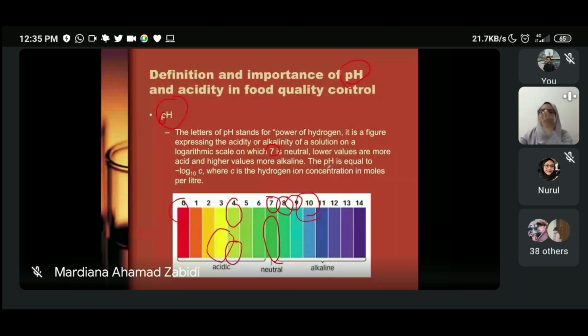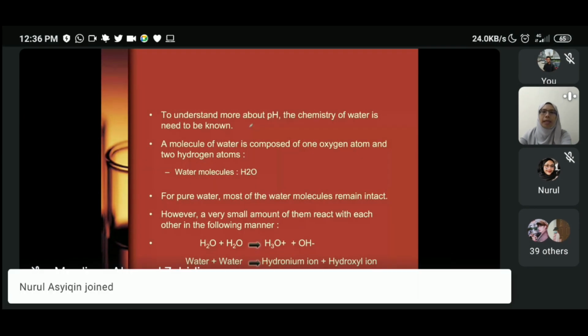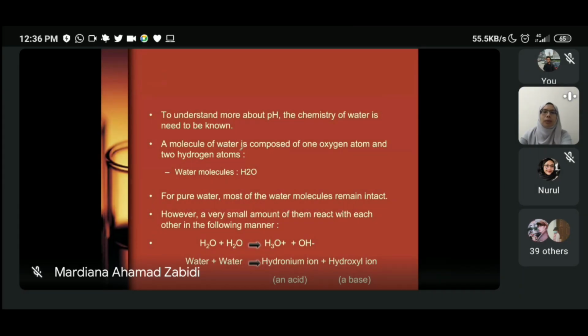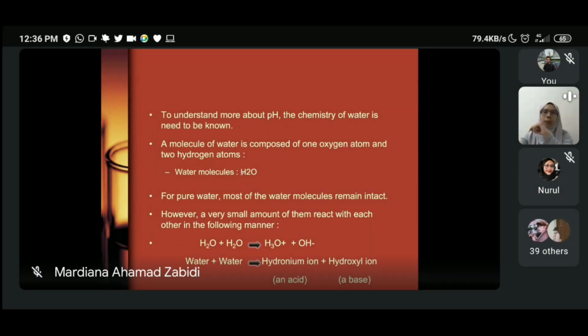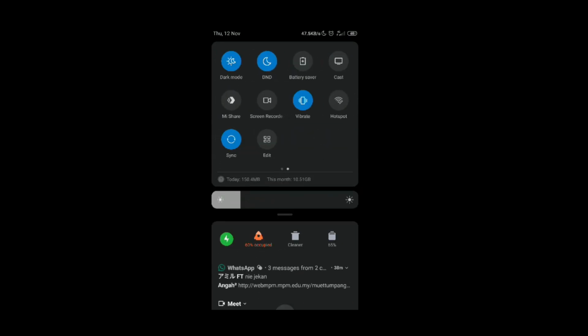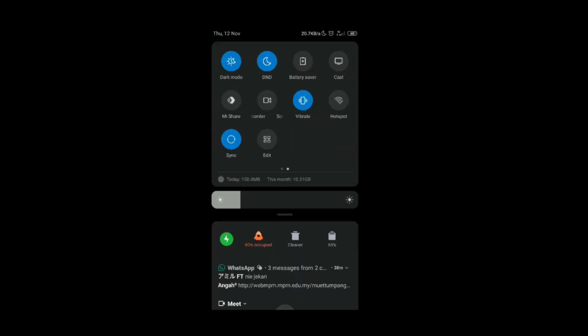Okay, so the pH is equal to -log10 C, whereby C is the hydrogen ion concentration in moles per liter of water. Alright, so to understand more about pH, the chemistry of water needs to be known, whereby the molecule of water is composed of three atoms. One is an oxygen atom and the other two are hydrogen atoms. So majority semua orang tahu how to write the water formula, it is H2O. Okay, the 2 sepatutnya bukan besar, kecil, H2O.